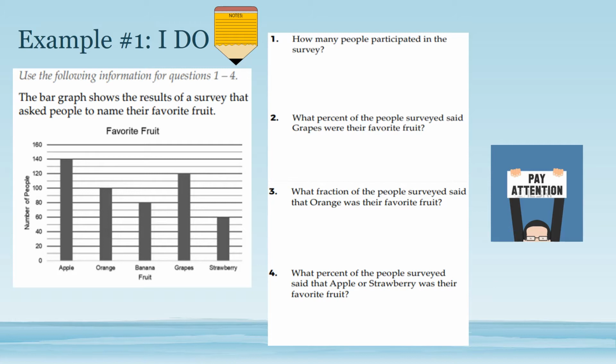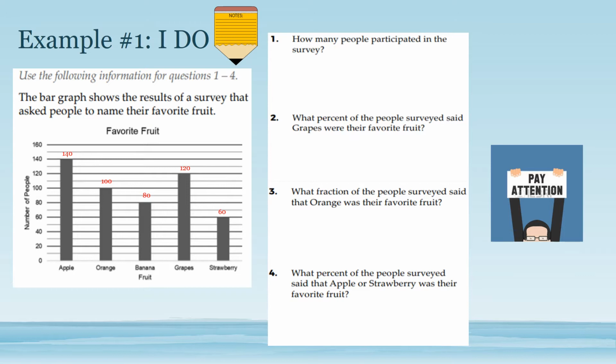Use the following information for questions 1 through 4. The bar graph shows the results of the survey that asked people to name their favorite fruit. So we have the number of people, and we also have our fruits. So we have to annotate, so 140 is the number of people that chose apples. Oranges was 100, bananas was 80, grapes was 120, and strawberries was 60.